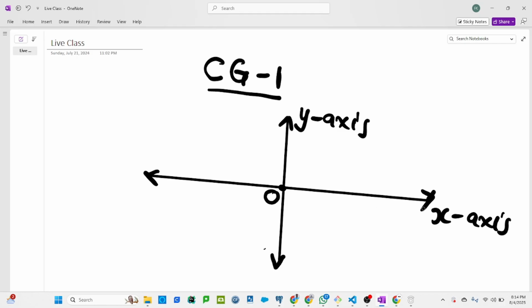Okay, so we know about the x axis and the y axis. You can call them the x coordinates or y coordinates. So this is the y.